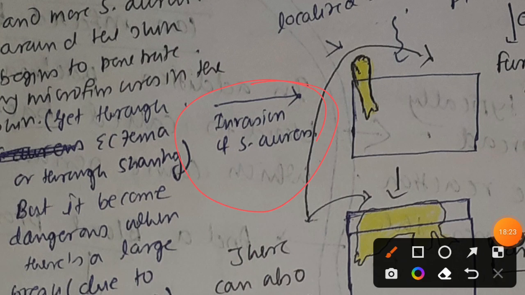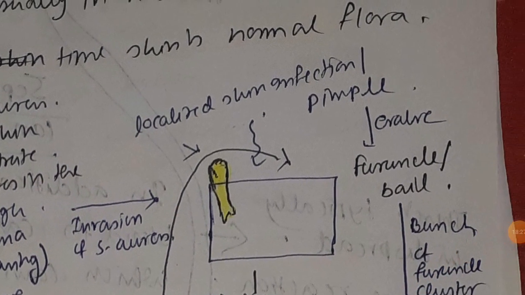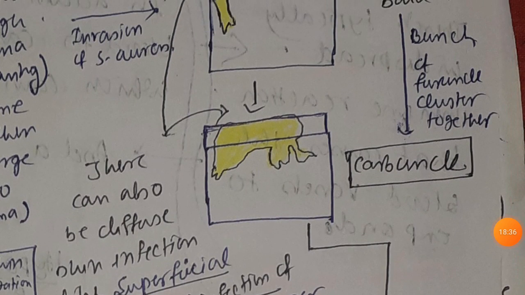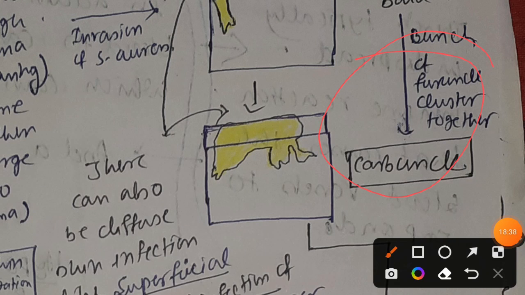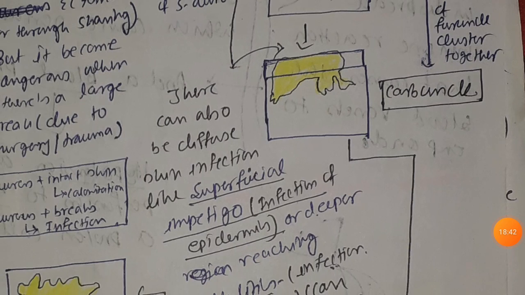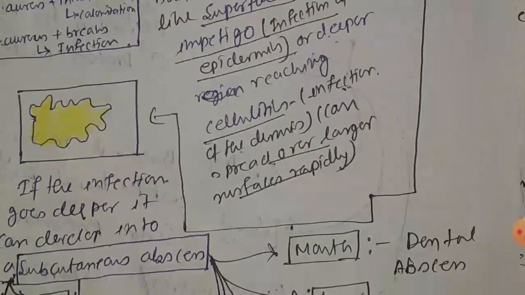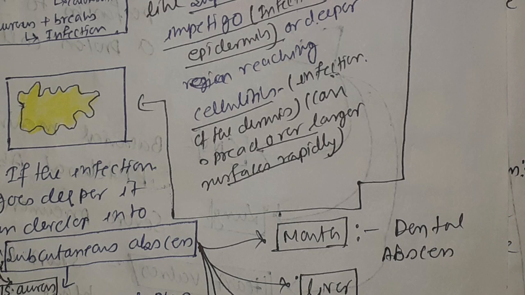So now after that Staphylococcus aureus will invade the skin, and inside the skin it will first cause a localized skin infection known as a pimple. This pimple will then evolve to form a furuncle or boil, and then a bunch of furuncles will cluster together to form a carbuncle. Okay, and there can also be some diffuse skin infection like superficial impetigo, which is an infection of the epidermis, or deeper reaching cellulitis, which is an infection of the dermis.